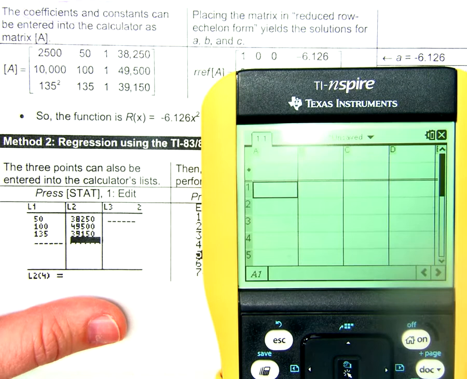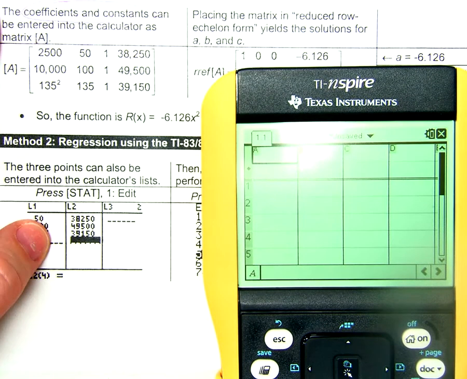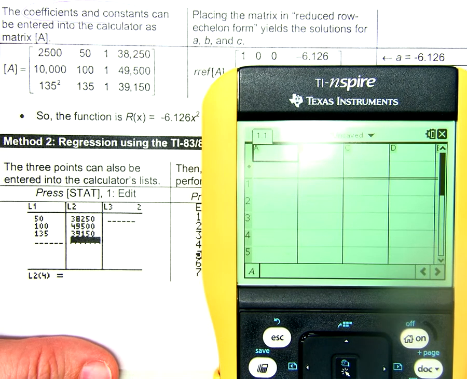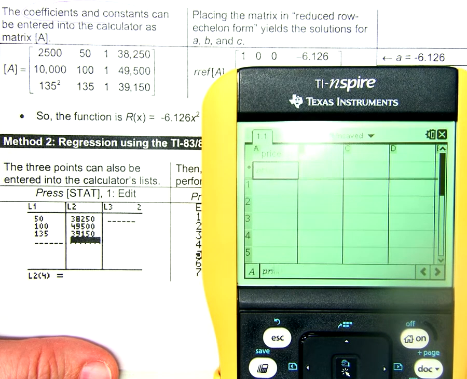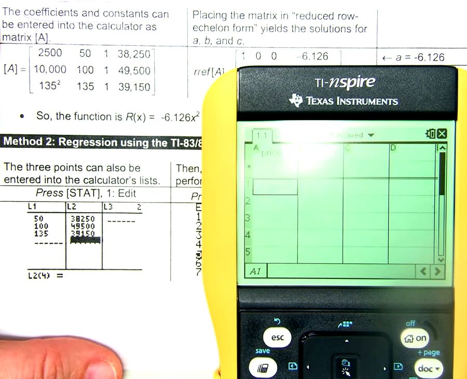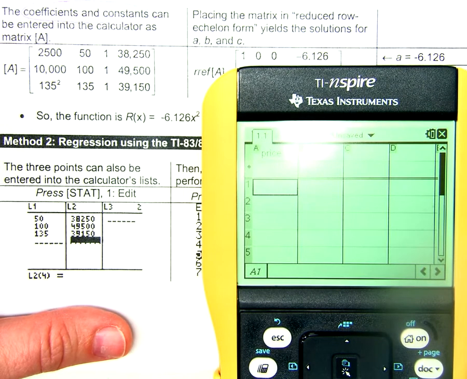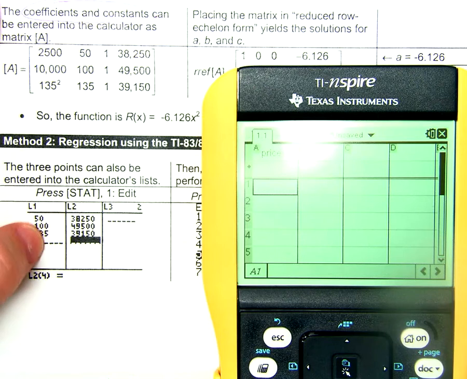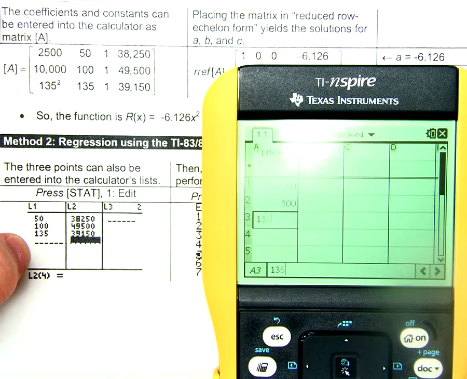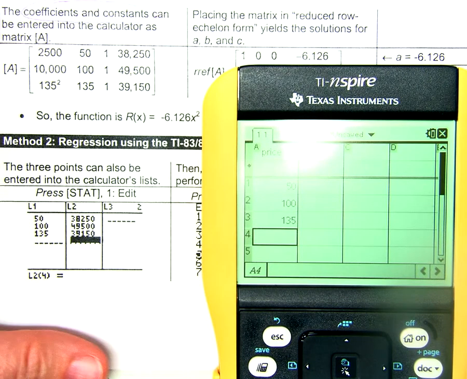Okay? Now, what is my X column all about? Price. P-R-I-C-E. Okay. If my X column is all about price, what do I do with these prices? Yeah, I put them in, don't I? 50, 100, and 135. We good?